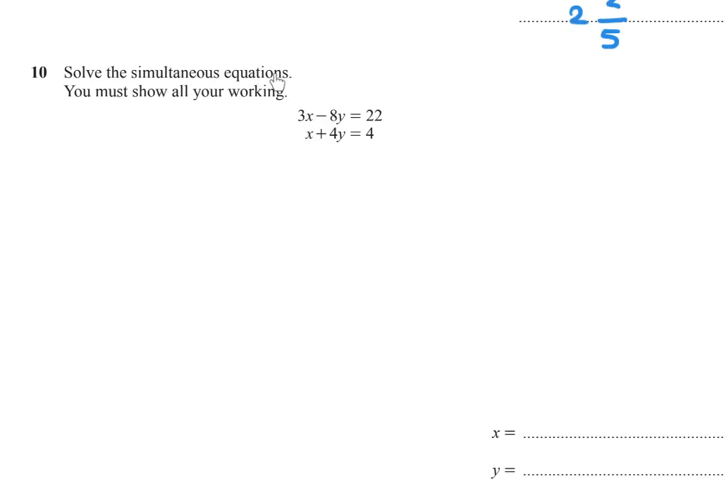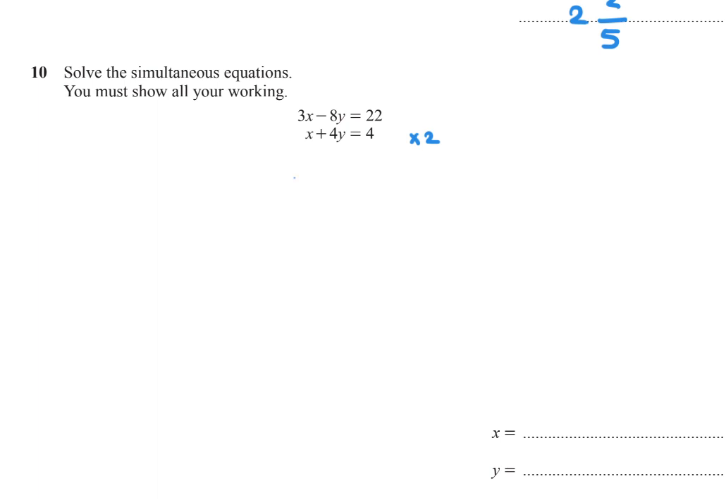Number 10, solve the simultaneous equations. You must show all your working. Look for the coefficient of x, 3x and 1x, negative 8y and positive 4y. Now you can eliminate x or eliminate y. You have a choice. If you need to eliminate x, multiply the second equation by 3. If you need to eliminate y, multiply the second equation by 2. Now it's easier to eliminate y, multiply the second equation by 2.